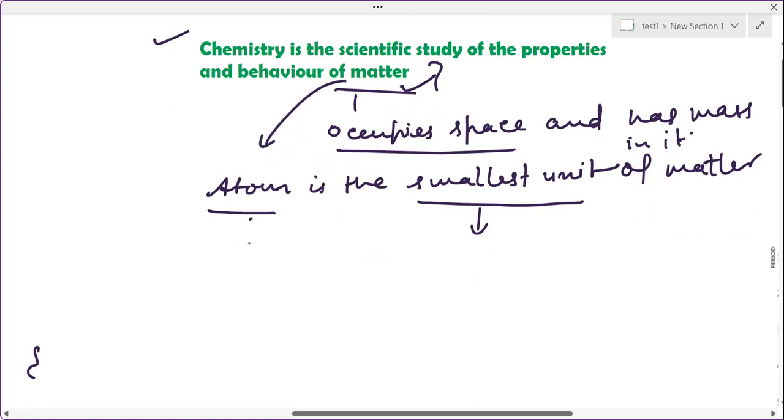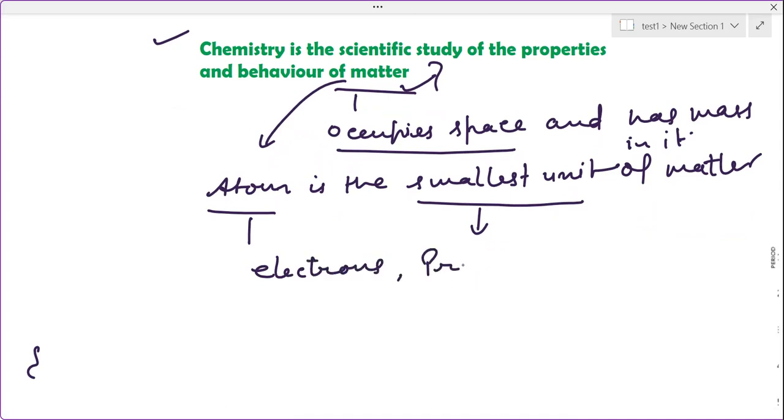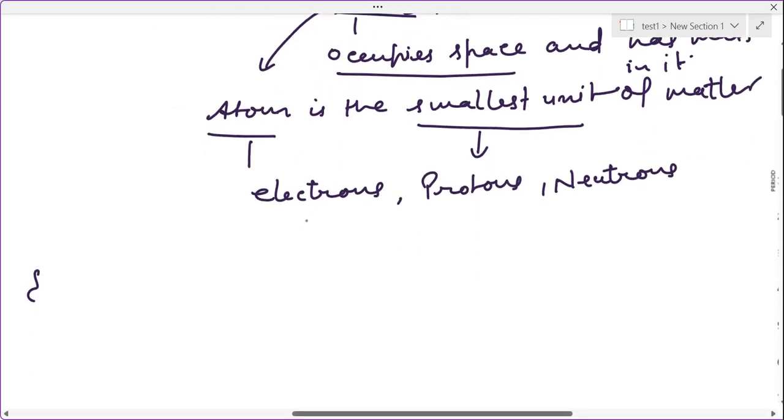Previously, it was said that atom is indivisible, but now it has been proved that atom is divided into subatomic particles, and these subatomic particles are called electrons, protons, and neutrons. Electrons are negatively charged particles, protons are positively charged, and neutrons have no charge.